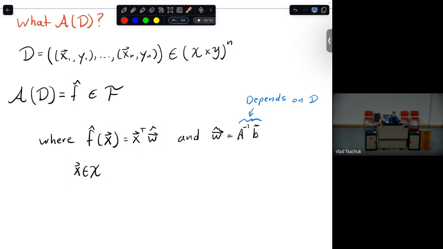So it's just a function, and the way you decide this function is what the learner is doing. The learner is deciding the function. How does it do it? It uses the data set through this operation, solves this problem, and this gives a vector. It says, okay, this is my w hat. Now I output f hat to be just this dot product. So it takes a data set, solves this, and outputs this.